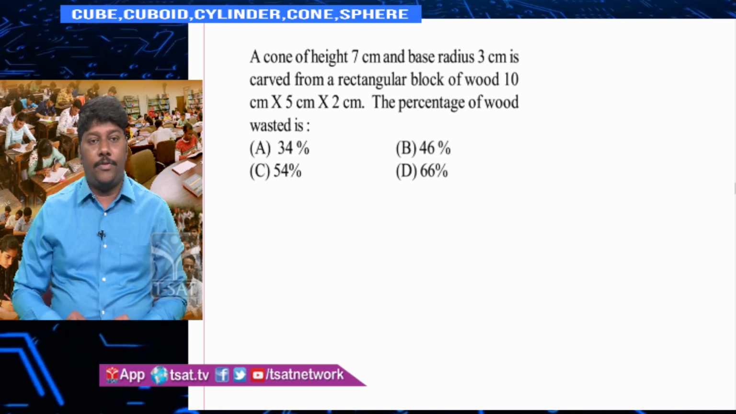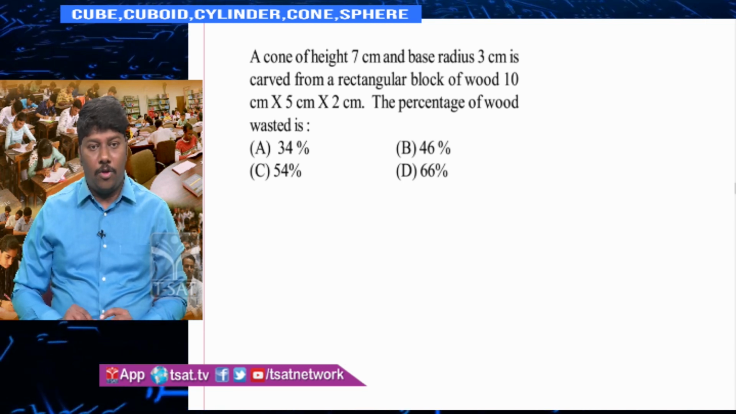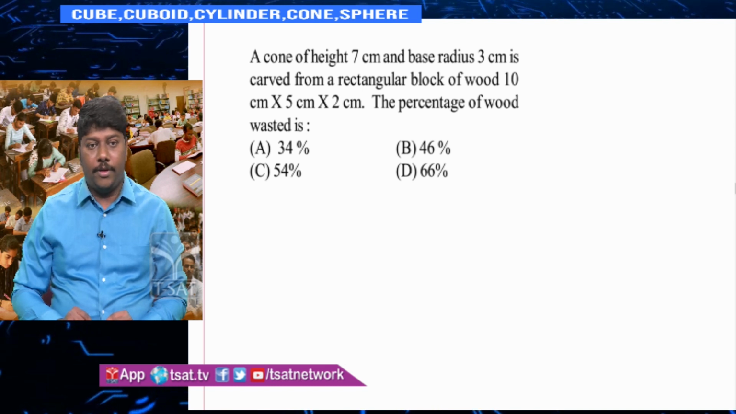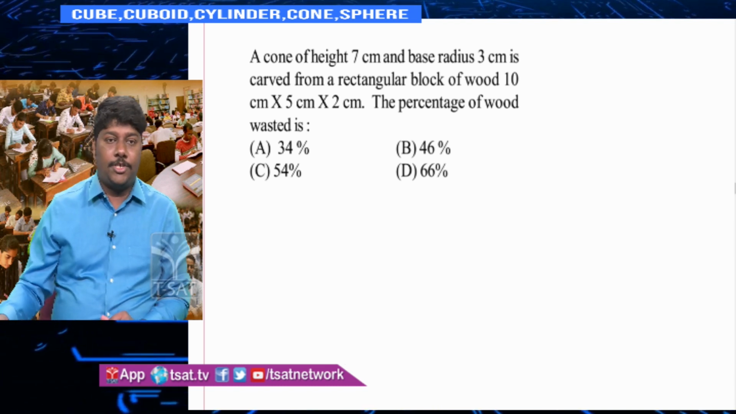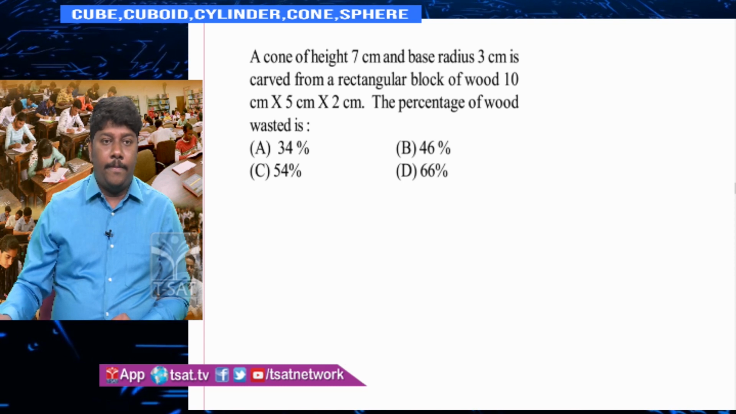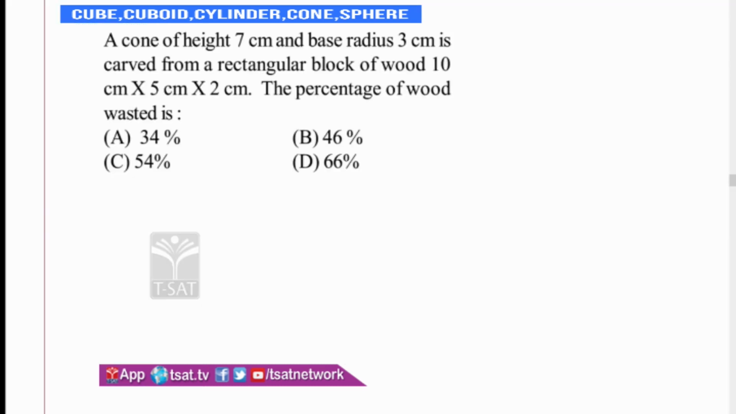So the percentage of wood wasted. So how much wood is wasted? So you have to look at in terms of percentage here. We just need to find out first how much wood used, percentage of wood used. Volume of cone, will take it on the numerator, then volume of the cuboid, that rectangular block is nothing but cuboid, into 100.